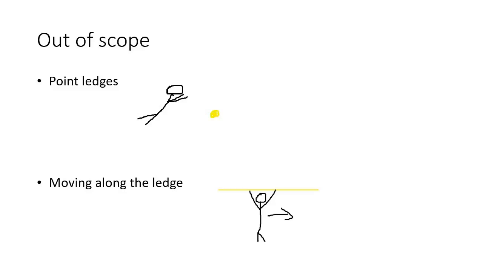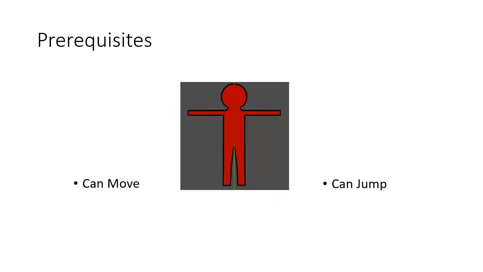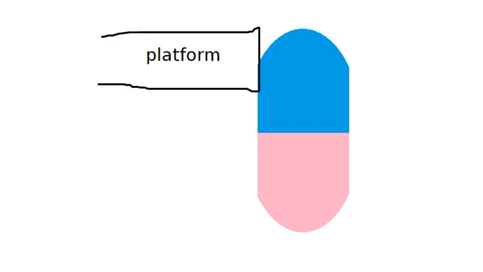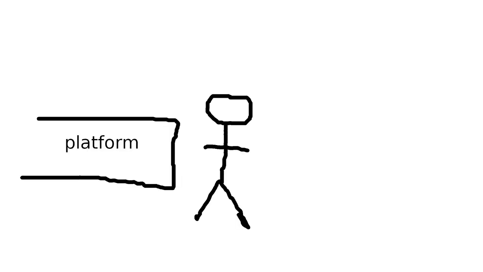One final thing before we begin, we assume that you already have a playable human, or as the kids are saying nowadays, a playable pill, with a collider as well as moving and jumping functionality and some platforms that the character may jump on. Let's begin.